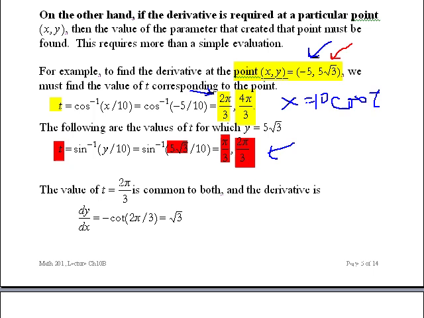Right? So to do that, we look for all the values of time that created that particular x value. Then we look for all the values of time that created that particular y value. We take the intersection of those two sets and find the time that's common in both of those lists, and that will be the time at which we are at that particular point in the xy plane. Use that time, evaluate the derivative at that time, and you will get the derivative at the point xy.